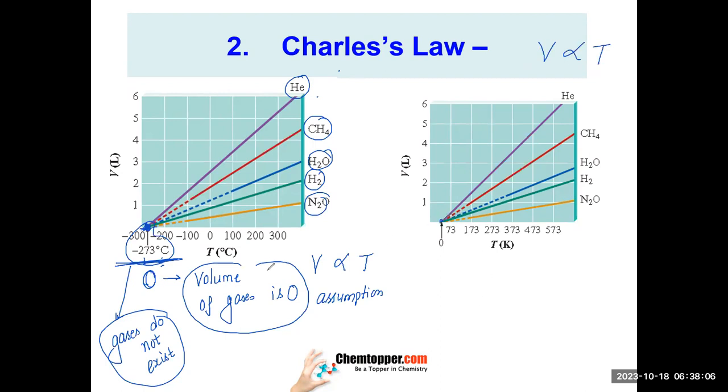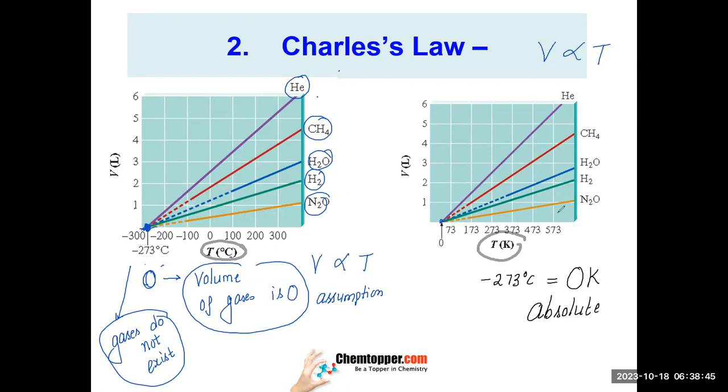Can you see here? This scale is in degrees Celsius. Children, pay attention to these two graphs. See the difference? The difference is only in the scale. Can you see the unit of temperature here and here? Minus 273, we already know that minus 273 degrees Celsius is 0 Kelvin. It's called absolute zero.